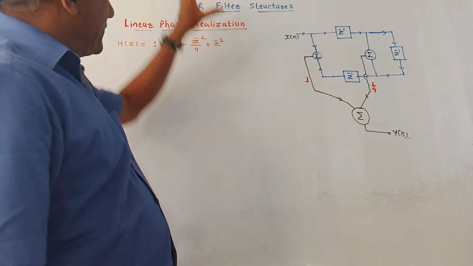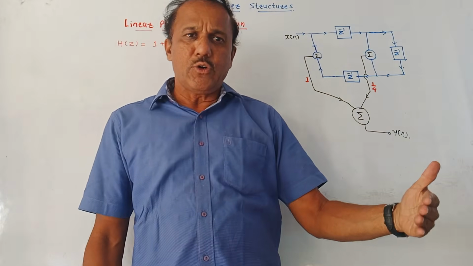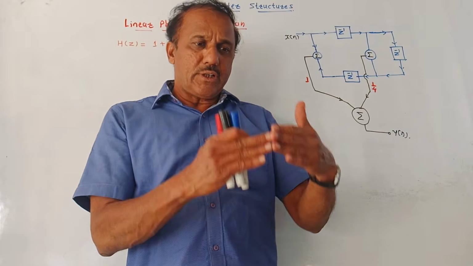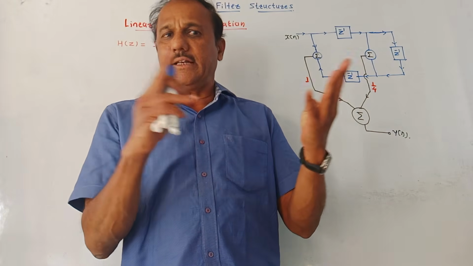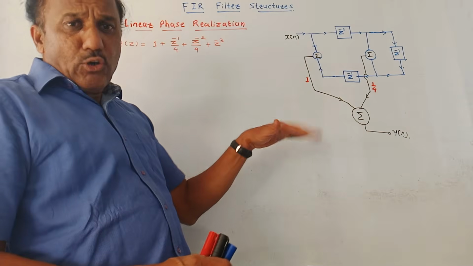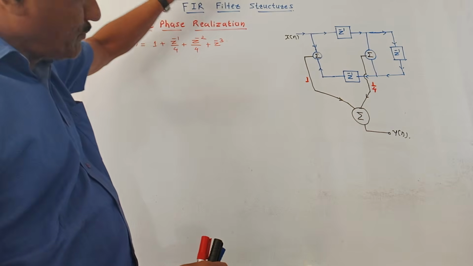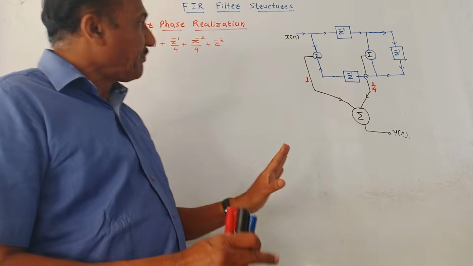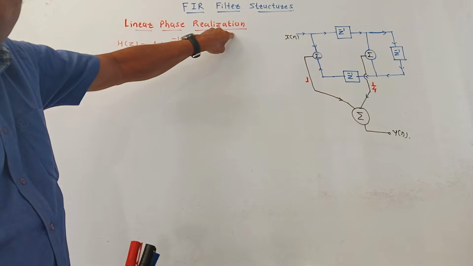Dear students, this topic is FIR filter structures. In the earlier video, we discussed the basic things related to FIR, that is finite impulse response, and IIR, that is infinite impulse response. Presently, we'll be talking about how to solve the numericals as far as FIR, finite impulse response filter structures, are concerned. So, the first type of structure is linear phase realization.